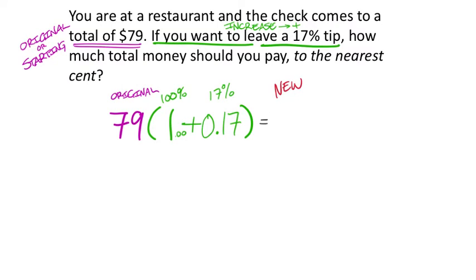So I'm just going to type this into the calculator. All right, so I got 79, parentheses, 1 plus 0.17, close parentheses, enter, and it says you're going to pay $92.43. That's a pretty good tip right there. You're looking at over a $13 tip, which is pretty good.